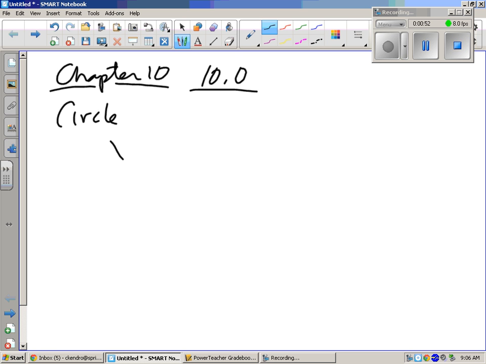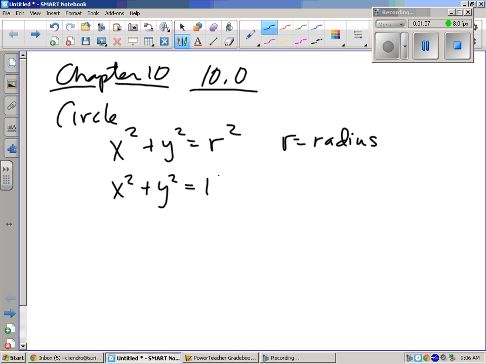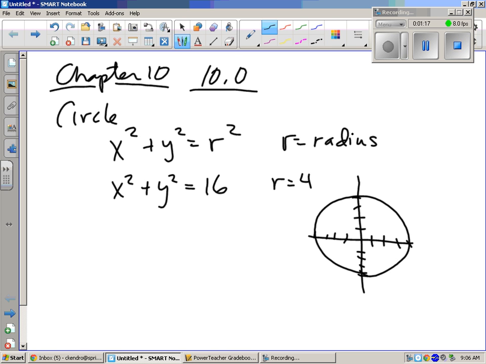All right, the basic formula for a circle is x squared plus y squared equals r squared. And r, of course, is the radius, which is usual for most math formulas. So if I had x squared plus y squared equals 16, that means the radius is 4, so I go 4 in every direction, and I just connect the circle to make a radius of 4. Now that's if it's centered on the origin.